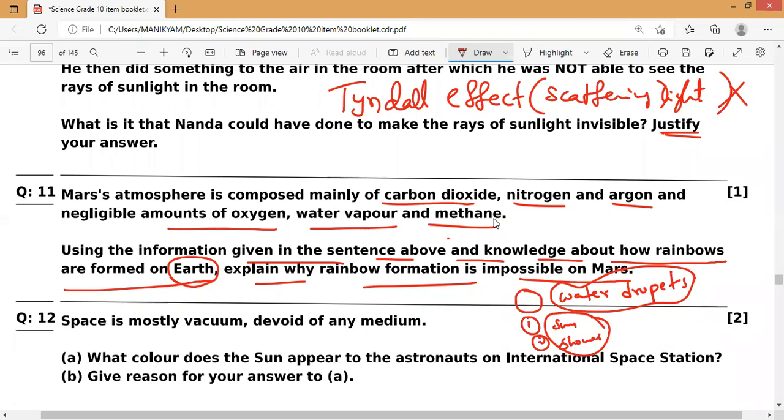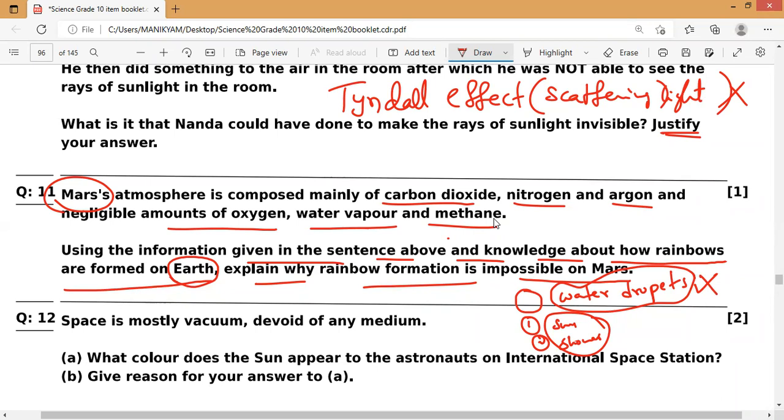So why is the rainbow not possible on Mars? Because of no what? Water droplets. No rain. Yes, there is not enough water vapor in the atmosphere to cause scattering of light. No water droplets, no shower, so it is not possible to scatter.